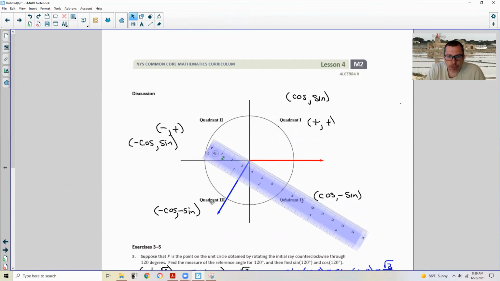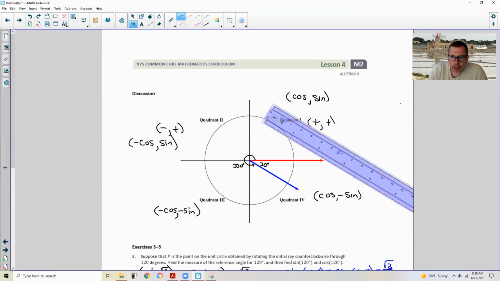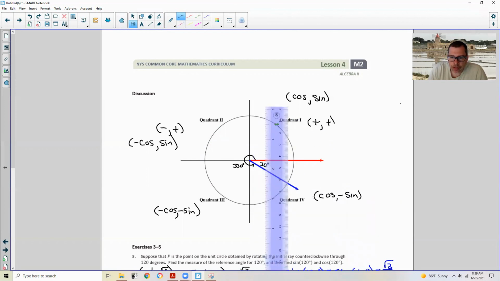And then what I'm going to do is I'm going to take my ray, and it's going to terminate here. Okay, so what I have basically done is rotated around 330 degrees. And since there's 360 degrees in a circle, the reference angle is 30 degrees. And then I draw my perpendicular to the x-axis, and I get my point P is right here. Okay.